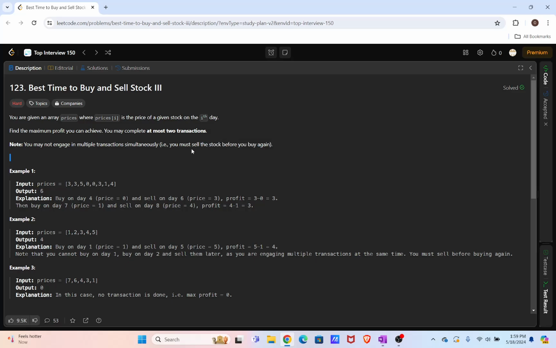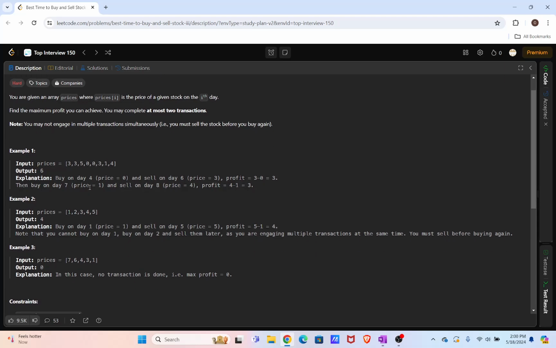And this is the additional condition that they have given, that we cannot engage in multiple transactions simultaneously. That is, we have to sell a stock before we buy again. We cannot do 2 sales, or we cannot do 2 purchases simultaneously, so to speak. Keeping that in mind, we can take a look at the examples and try to figure out an approach.